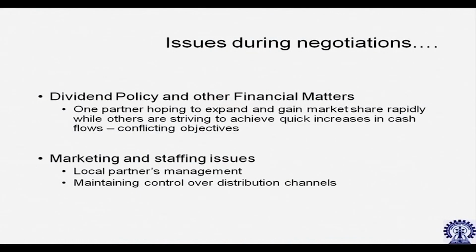The next point is maintaining control over the distribution channel. Your local partner might have a very strong distribution channel, or they share an existing distribution channel and are one of the dominant suppliers in it, but maybe the foreign partner is interested in an independent distribution channel being created by this joint venture entity. Then in those particular circumstances you need to negotiate.